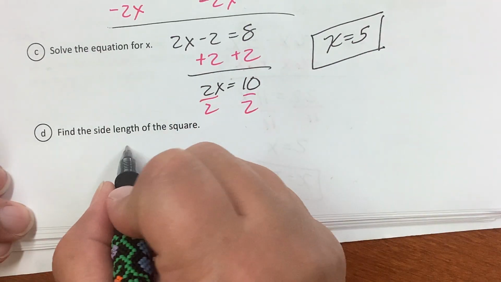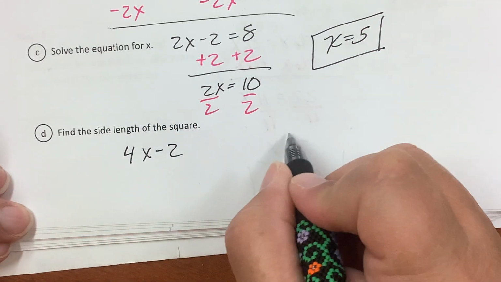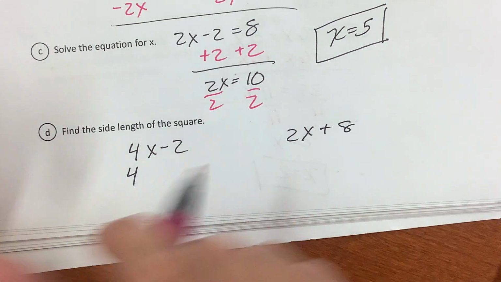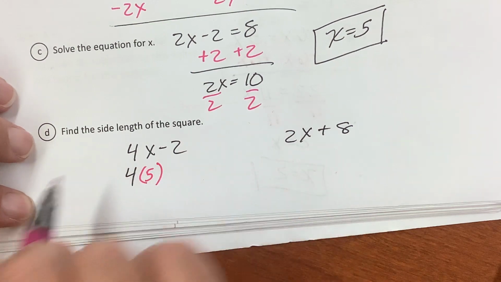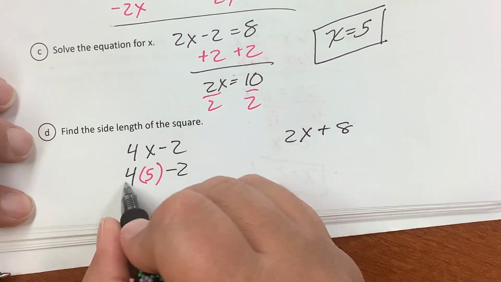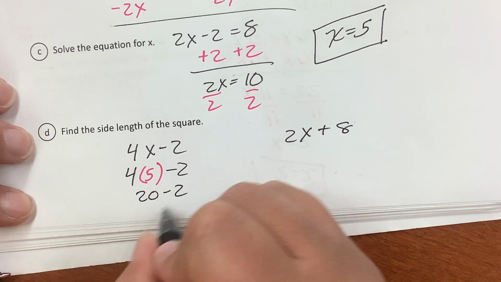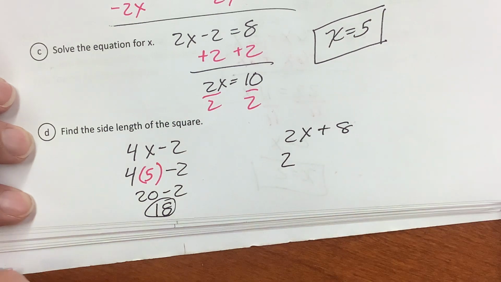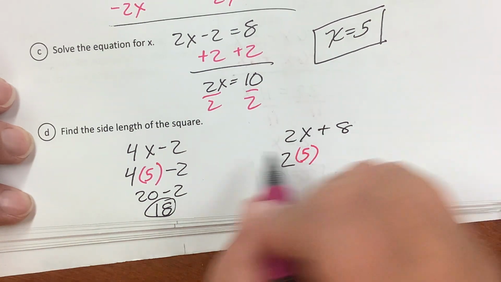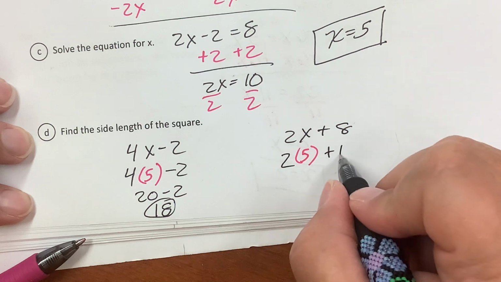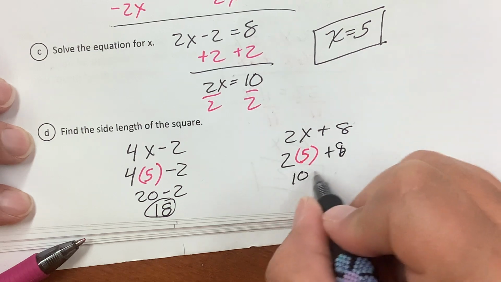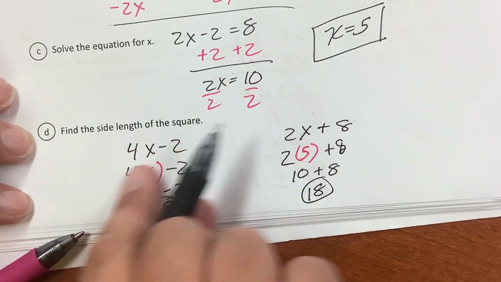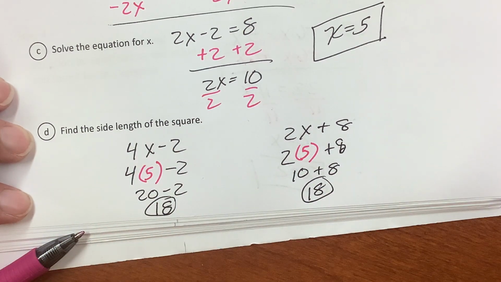So, 4x minus 2 and 2x plus 8. 4 times 5 minus 2. 4 times 5 is 20. Minus 2 is 18. 2 times 5 plus 8. 10 plus 8 is 18. So, final length of the side of the square. My square is 18 on each side.